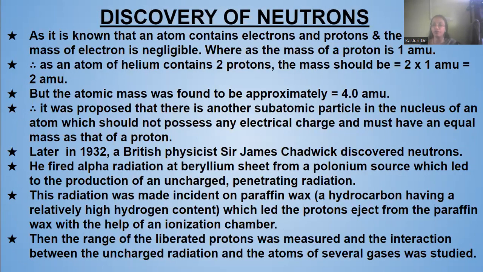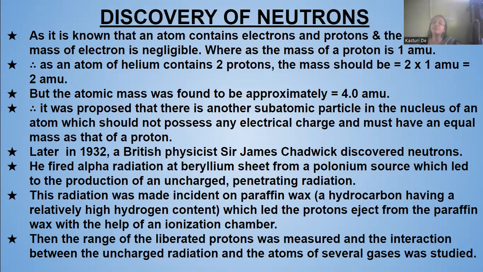Next, we come to the discovery of neutrons. We know that electrons have been discovered, and protons have been discovered. Now we come to the discovery of neutrons. It is known that an atom contains electrons and protons, and these are subatomic particles present in an atom. The atomic mass of an electron is negligible, whereas the mass of a proton is 1 AMU.